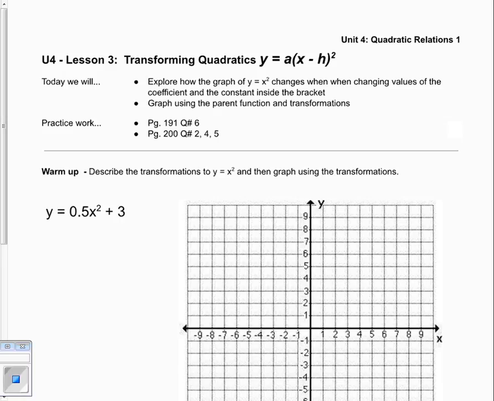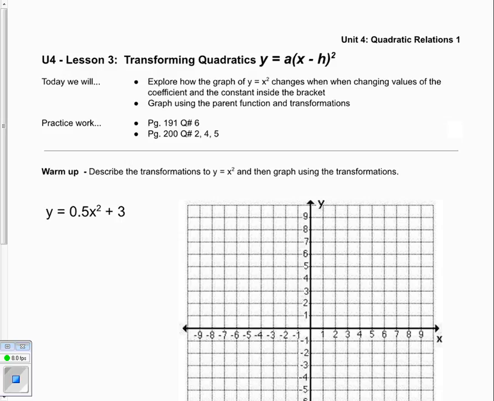Today we're going to take a look at transforming quadratics. Last day we looked at the equation y equals ax squared plus k, and we talked about vertical shifts up and down, and we talked about changing the shape of the parabola. Today we're going to talk about transformations, or basically moving a parabola either left or right of the y-axis.